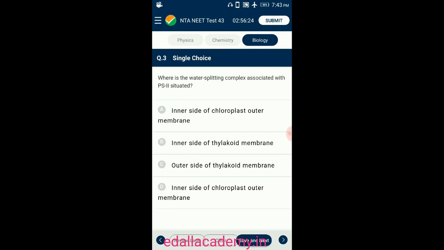Question number 3. Where is the water splitting complex associated with PS2 situated? The splitting of water is associated with photosystem 2 and takes place on the inner side of the membrane. The protons or hydrogen ions that are produced by the splitting of water accumulate within the lumen of the thylakoids. These also create oxygen, one of the net products of photosynthesis. So the answer for this question is option B, inner side of the thylakoid membrane. Water splitting complex is associated with PS2 on the inner side of the thylakoid membrane. So the answer for this question is option B.